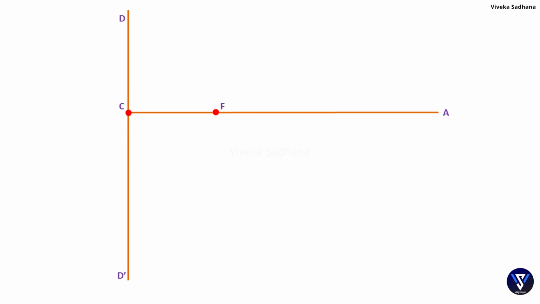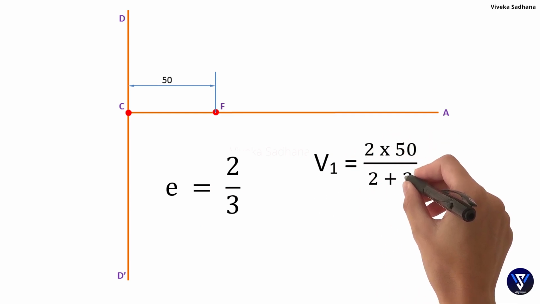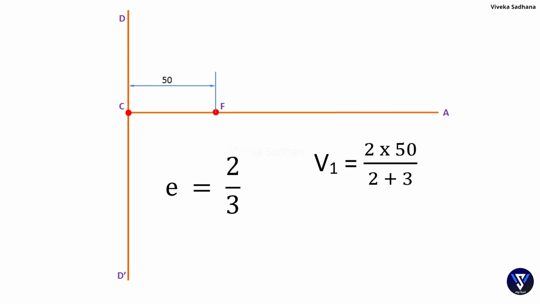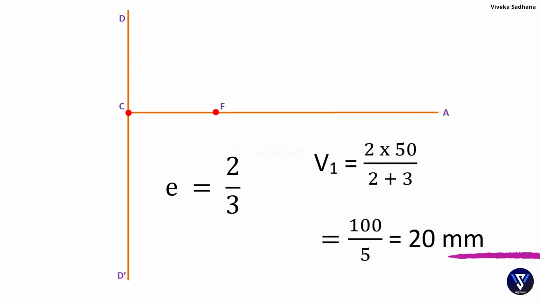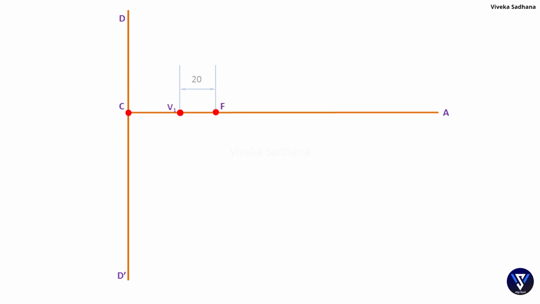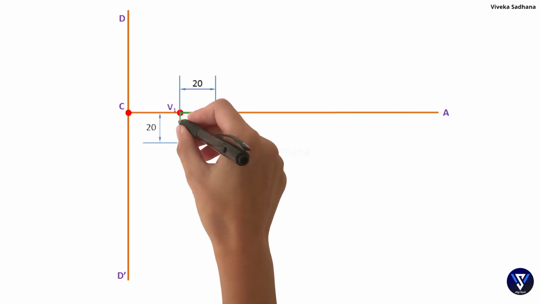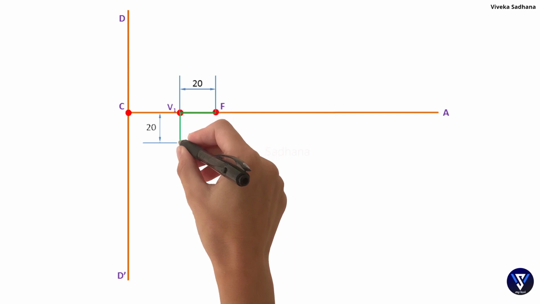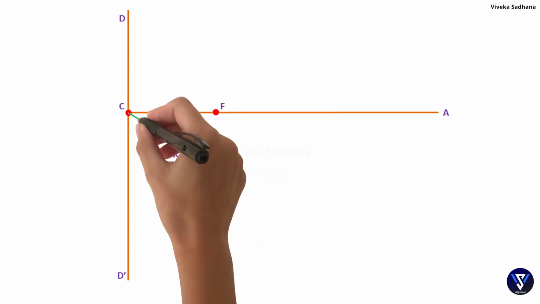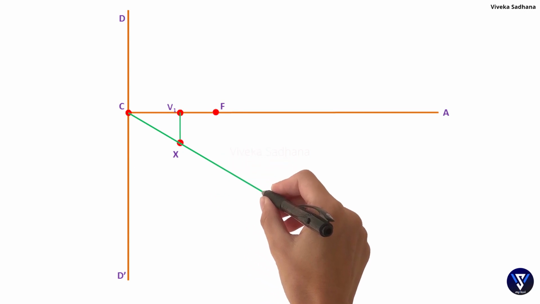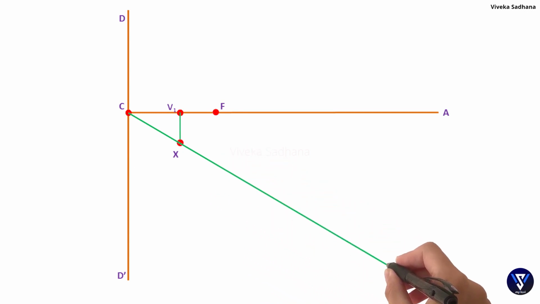Since eccentricity is given as 2/3, multiply the focus with the numerator and divide it by the sum of numerator and denominator. In this case, we get 20 mm. Now mark the vertex, V1, at 20 mm from the focus. Next, with the same distance of V1F, draw a vertical line V1x downwards from the point V1. Next, join CX and extend it as shown.